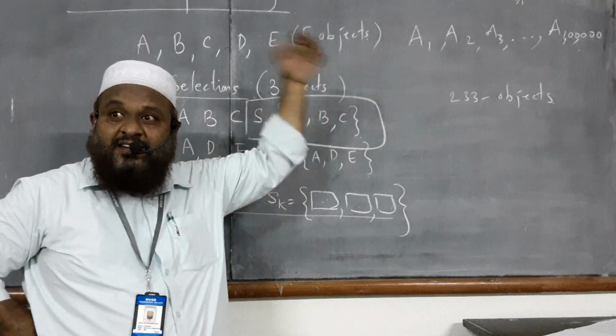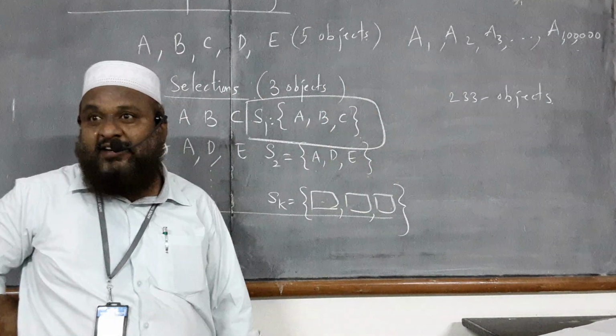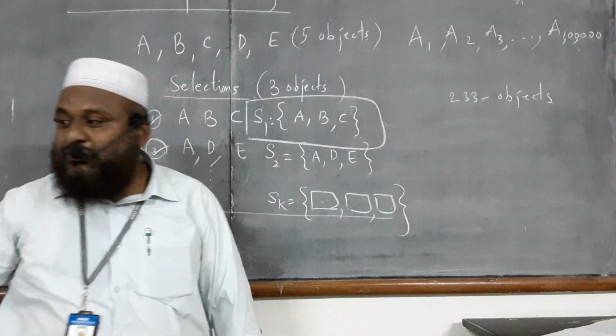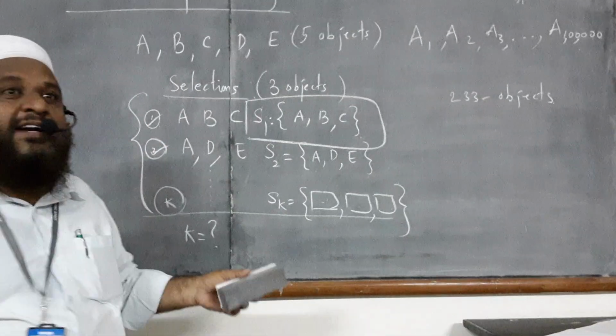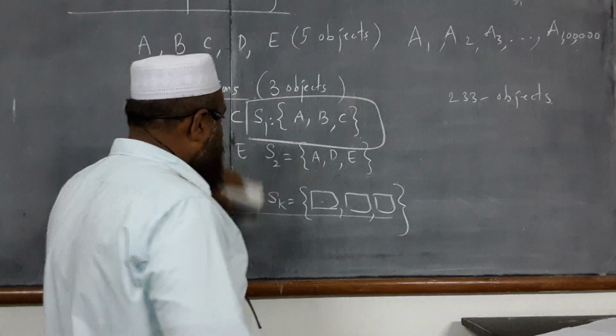So A1, A2, A3, so on up to A1 lakh. I am selecting 233 objects from this one. It is not so easy to count how many are there. So what is the better way? The better way is to introduce a terminology. What is that terminology? Now, shall I wrap this one?